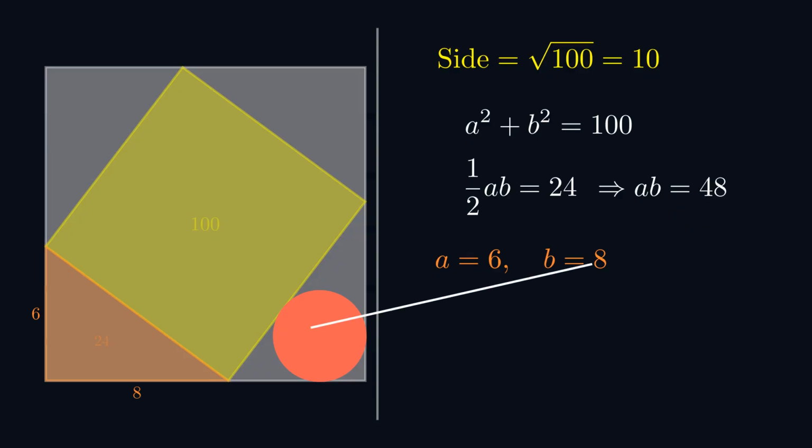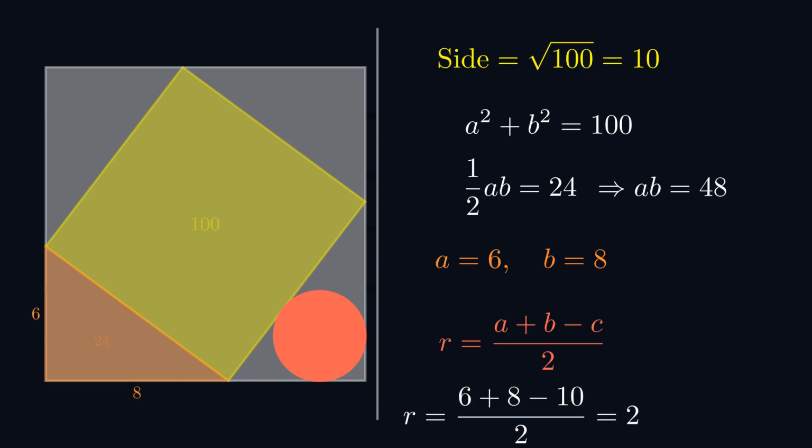Now for the circle. It is the incircle of the 6-8-10 triangle. The radius formula is a plus b minus c, divided by 2. Plugging in values, 6 plus 8 minus 10, over 2. This gives a radius of 2.